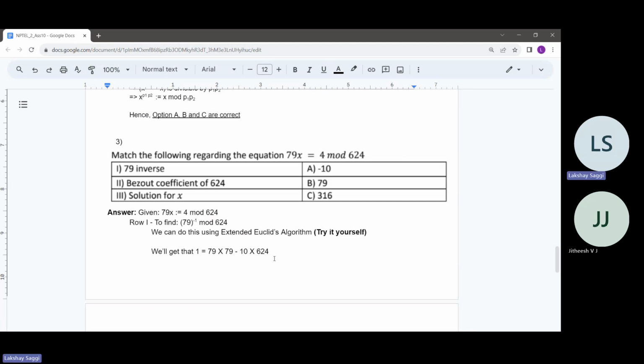Note that these calculations are in no way straightforward. You need to apply this extended Euclid's algorithm to obtain these coefficients. But I already had these at hand. I had solved it beforehand. So this is what you get: 1 is equal to 79 times 79 minus 10 times 624.